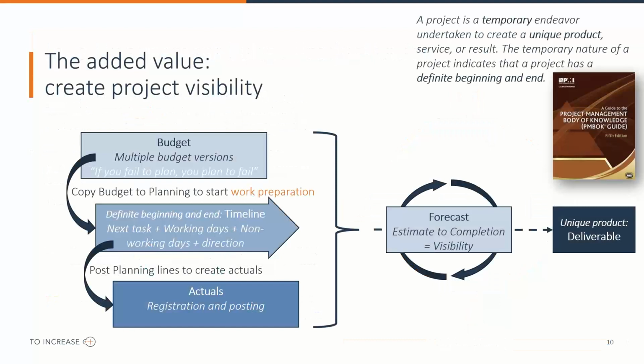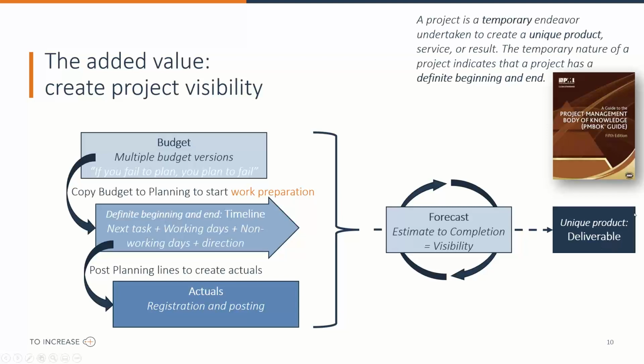So in our vision, the project, and we take that definition from the PMBOK guide, is a temporary endeavor undertaken to create a unique product, service, or result. And the temporary nature of a project indicates that a project has a definite beginning and end. So it seems like open doors, but in my experience, you have to explain that every now and then. So how do we implement that?